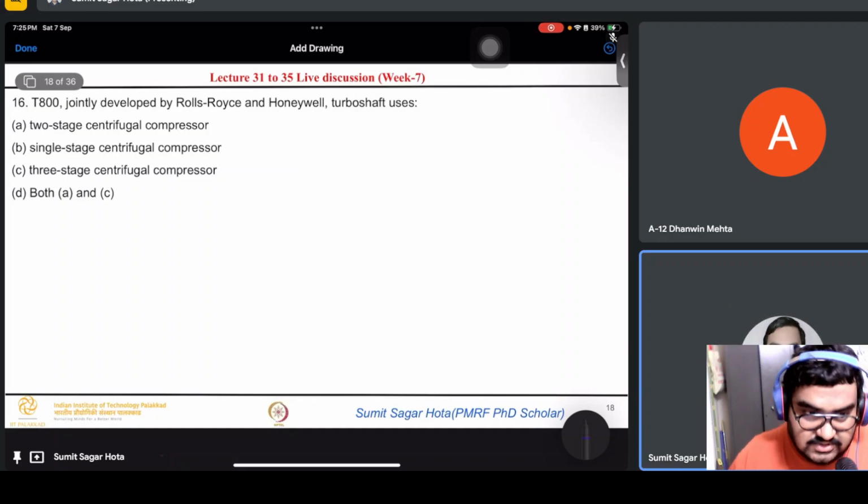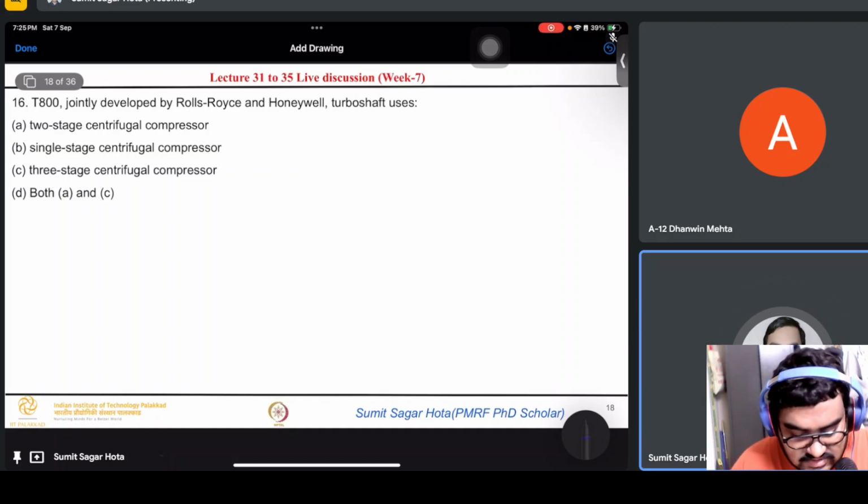Most people are going to choose A and C, which is a wrong option, because if they don't know about T800, they will directly choose multi-staging, which is 2 and 3, and this will be a wrong option. So you should know when the T800, Honeywell, all these things were introduced.